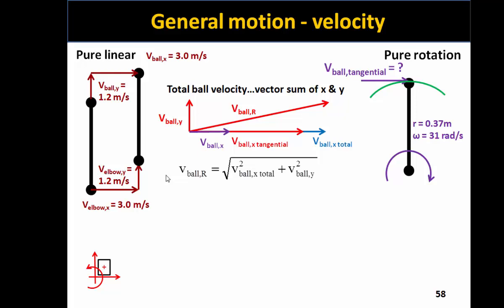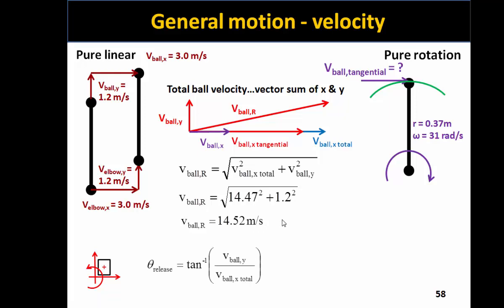Okay, so assuming you're restarting the video here, we substitute the values we just computed, run through the math, and we find that the resultant length of this vector, the resultant velocity of the ball, is a total of 14.52 meters per second. And that is one of the factors that's going to determine how far the ball travels.